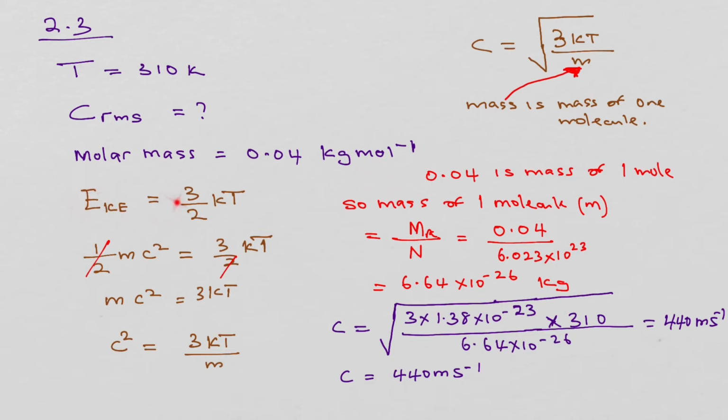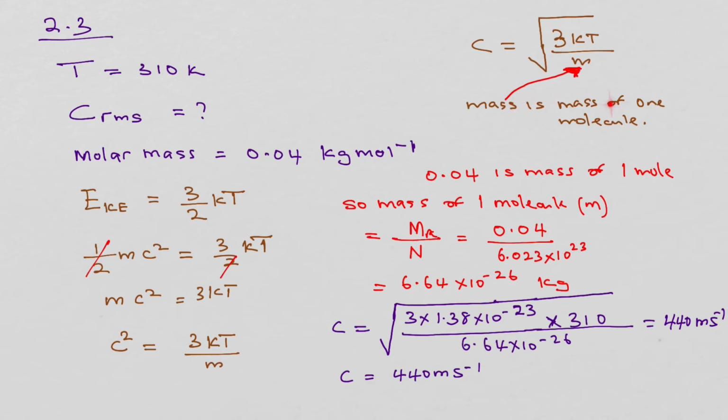The kinetic energy equals 3 over 2 kT. We also know kinetic energy is a half mv squared, or a half mc squared, where c is equal to v. And that equals 3 over 2 kT. Cancel the half on both sides. So mc squared equals 3 kT. Divide both sides by m, c squared equals 3 kT over m. And you need to square root both sides. So c equals root 3 kT over m.